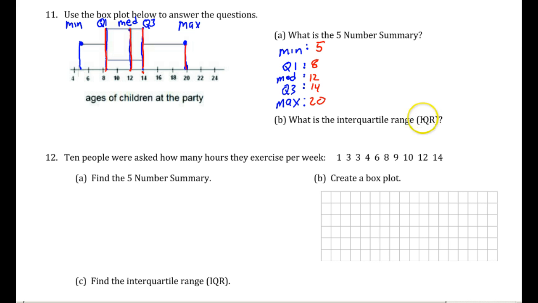Part B, it asks for the IQR. That's the interquartile range. You should remember that the Q here gives a hint that you want to use the 2 Qs. So the interquartile range using 8 and 14 would be 14 minus 8, which is 6. And visually, that just represents the distance between Q1 and Q3. So from here to here is 6. Okay. That's the middle 50%. It's in with a range of 6.